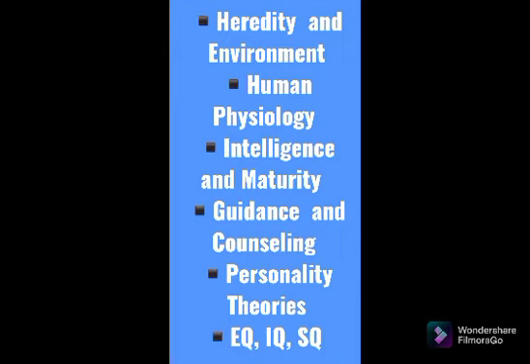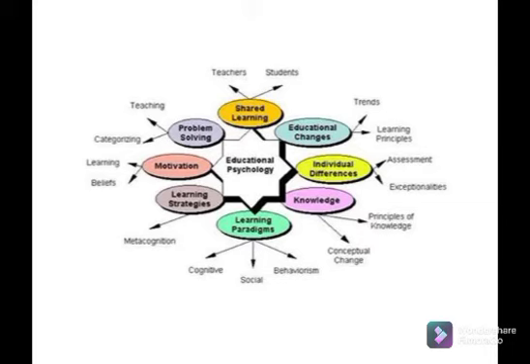The first one is heredity and environment. Second is human physiology. Third is growth and development. Fourth is intelligence and maturity. Fifth is principles of teaching and education. Sixth is guidance and counseling. Seventh is psychology of teaching. Then personality theories. We will also be going through sociology, then childhood character building. Then we will be learning about EQ, IQ and SQ. We will be learning about mental hygiene. We will be learning about normal and abnormal behaviors. We will be studying about behavior. And very importantly, we will also be going through solutions that educational psychology offers.